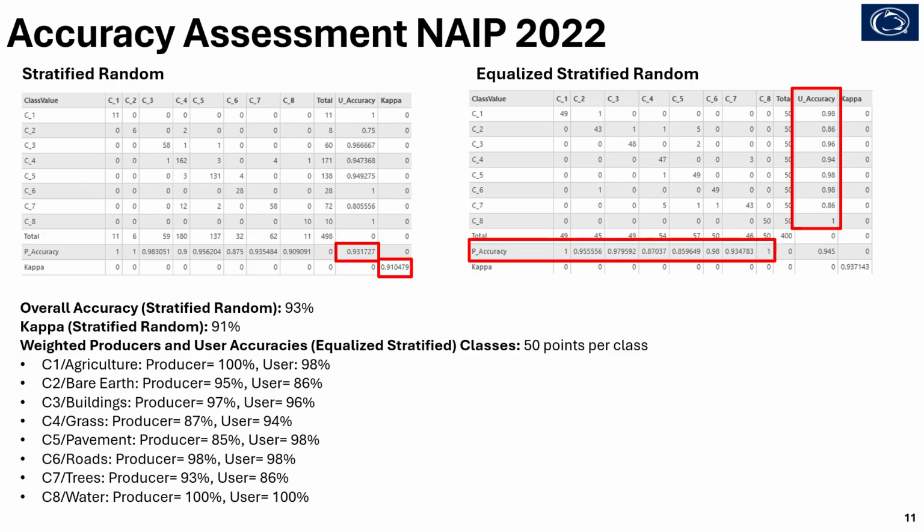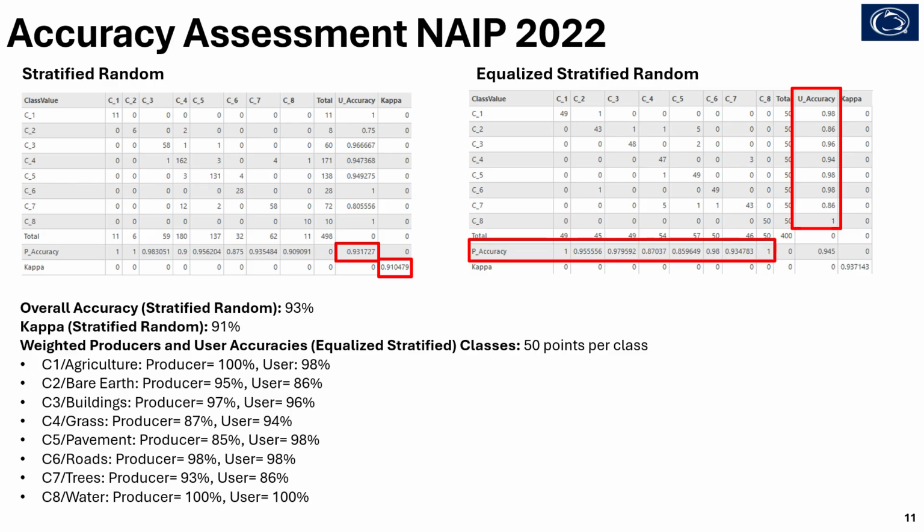Grass achieved a producer's accuracy of 87% and a user's accuracy of 94%, indicating that most grass areas were correctly identified and that pixels labeled as grass on the map were generally reliable. Pavement had a producer's accuracy of 85% and a very high user's accuracy of 98%, suggesting that while some areas were missed, areas classified as pavement were generally pretty accurate.